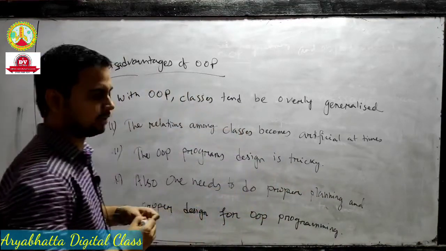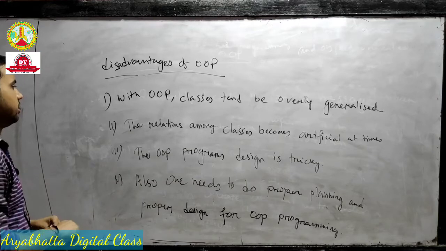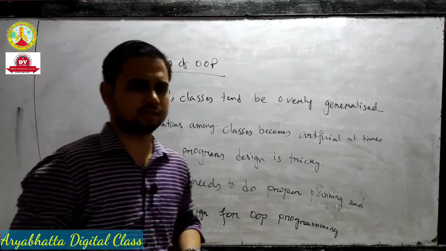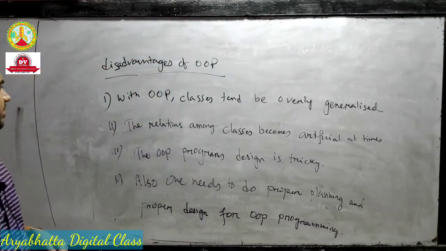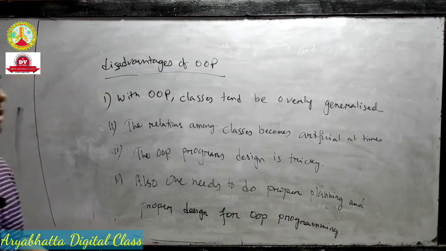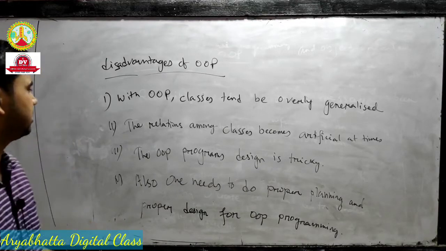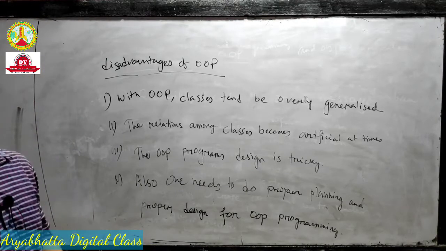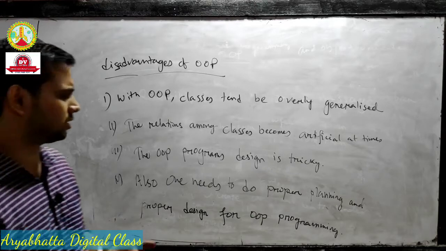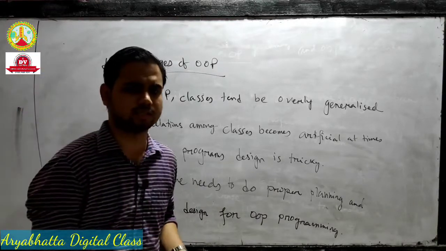Okay, these four are the disadvantages. With OOP, classes can be overly generalized, which means you have to define classes overly generally, many times. This is a disadvantage. The relations among classes become artificial at times. The relations between the classes are actually not easy, and there will be some complexity.